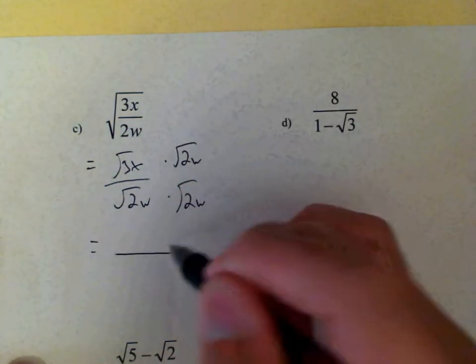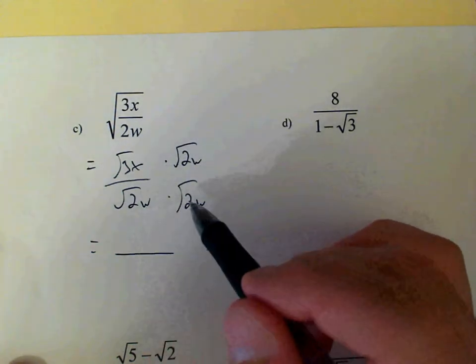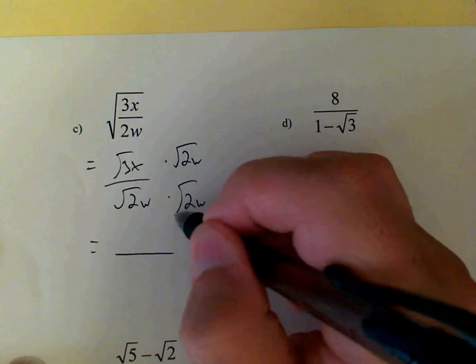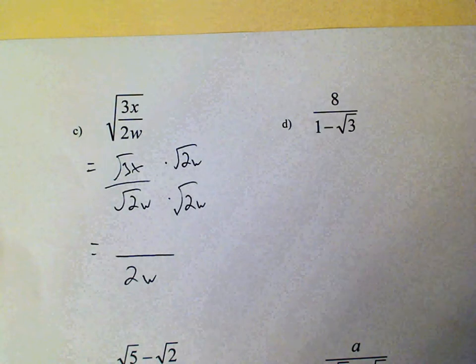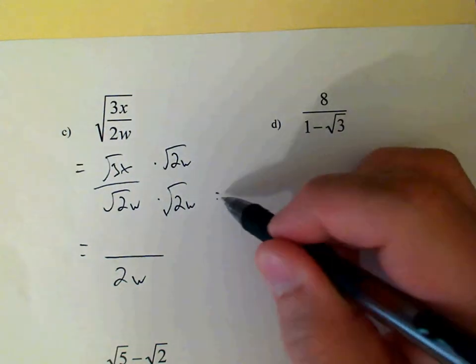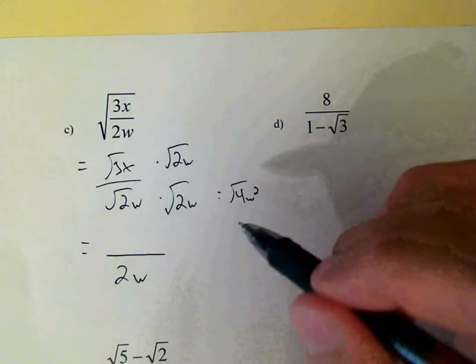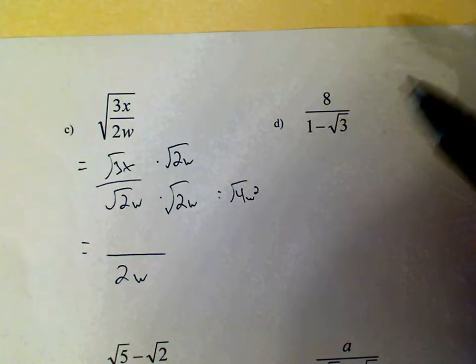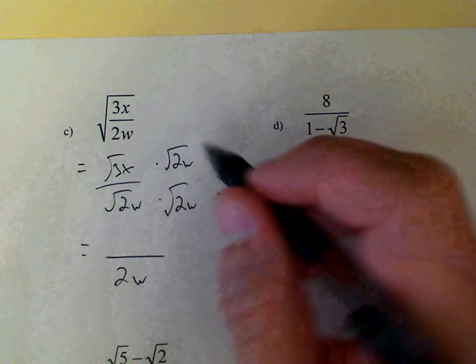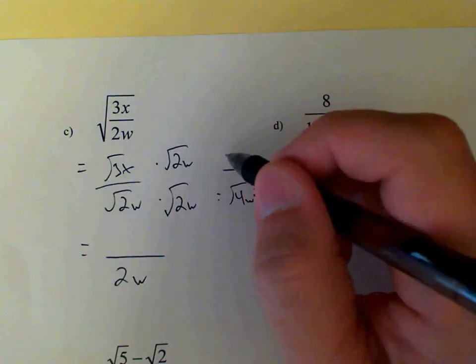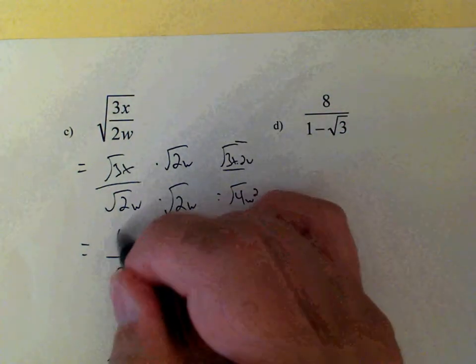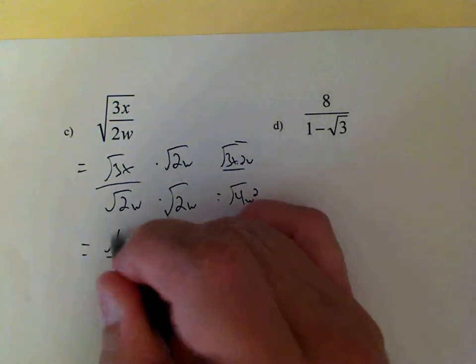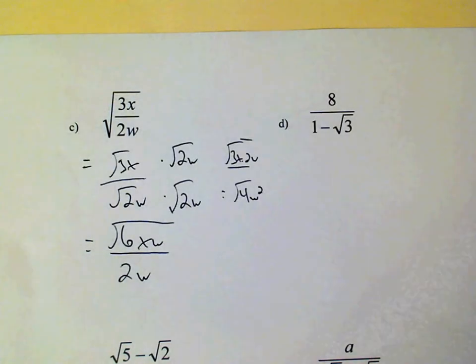Do the bottom part first. Square root of 2w times square root of 2w. The more of these you do, you're going to realize that that equals the radicand, 2w. The reason is that it's the same as square root of 4w squared. The 4 comes out as a 2, and the square root of w squared is w. Now, on top, the square root of 3x times square root of 2w is the square root of 3x times 2w. And 3 times 2 is 6, and x times w is xw, with the square root. So the final answer is square root of 6xw over 2w.